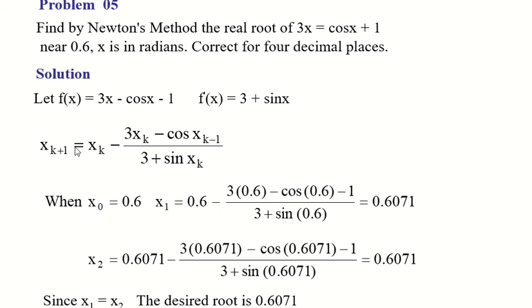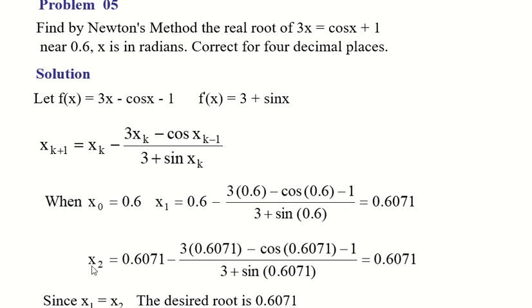x naught is 0.6. What is x1? x naught minus 3 into x naught minus cos x naught minus 1 divided by 3 plus sin x naught. x naught is 0.6. So 0.6 minus 3 into 0.6 minus cos 0.6 minus 1 divided by 3 plus sin of 0.6. Hope your calculator is in radian mode. Calculate this using your calculator, you will get 0.6071.